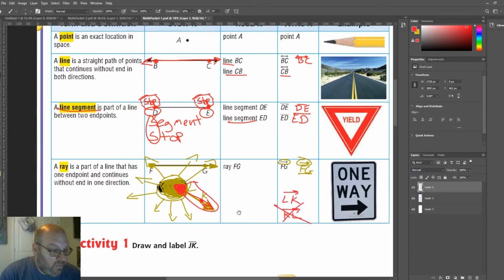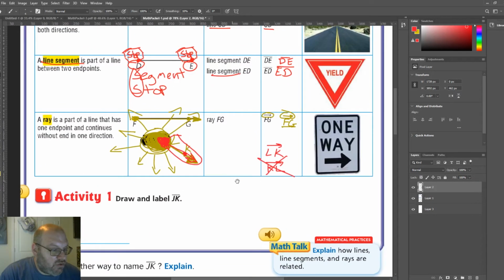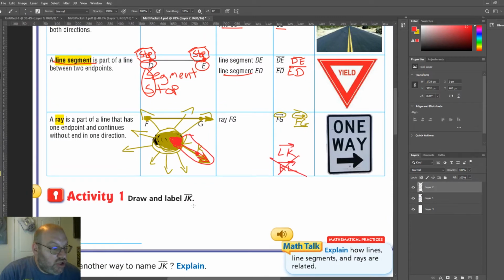Good? All right, let's look at this activity down here. Draw and label JK. But what is JK? Is it a line? A line segment? Is it a ray? To find out, we look at this on top. What does that look like? Does that look like a line segment, a line, or a ray?